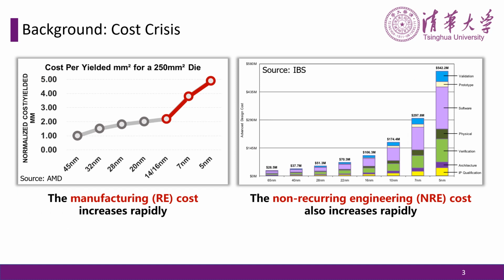Another reality is the cost crisis. Advanced technology means high costs, and large chips mean low yields. Therefore, the manufacturing costs increase rapidly. At the same time, the NRE costs, such as the EDA software cost and the IP cost of advanced technologies, also increase rapidly. The cost crisis is fatal to the profit-driven semiconductor industry.